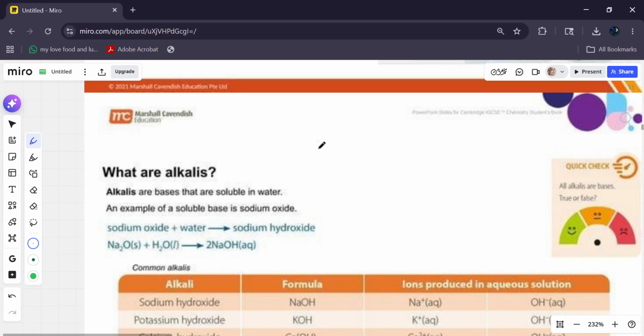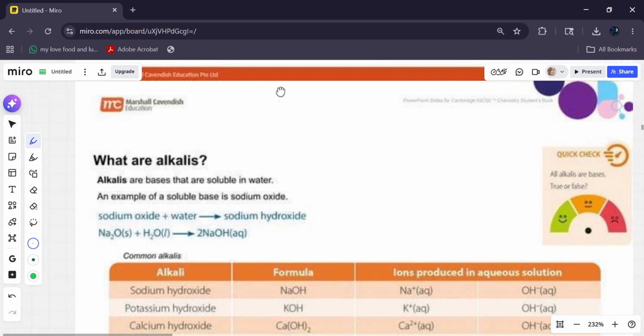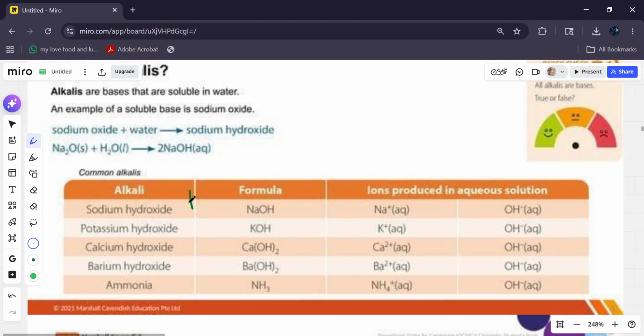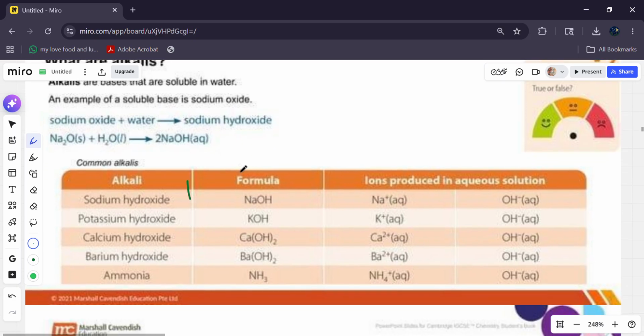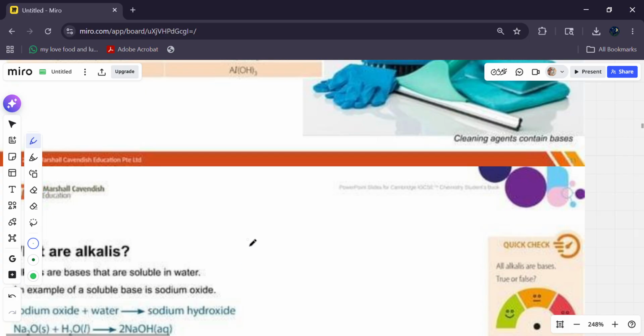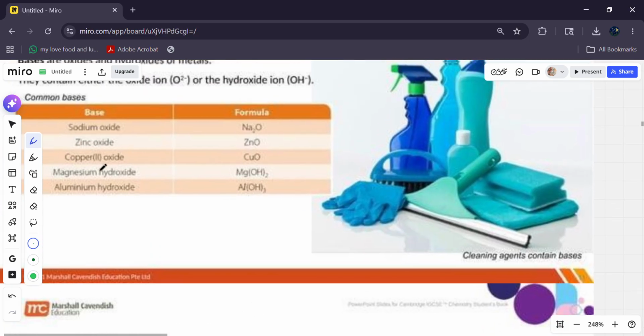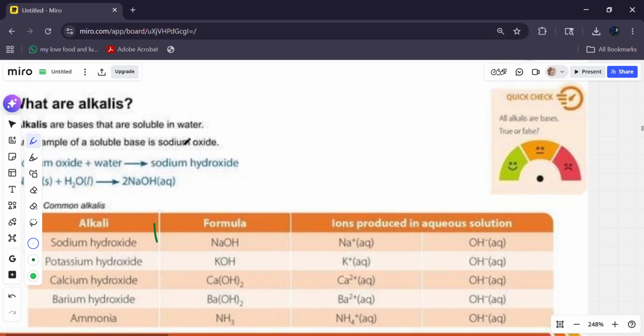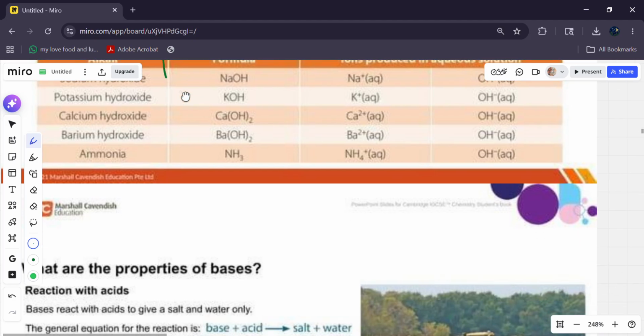Now this diagram shows common alkalis: sodium hydroxide, potassium hydroxide, calcium hydroxide, barium hydroxide, and ammonia. If you notice, most of the alkalis have hydroxide, whereas in the bases most of them are just oxides, although we do have a few hydroxides. So let's move on to the properties of bases.